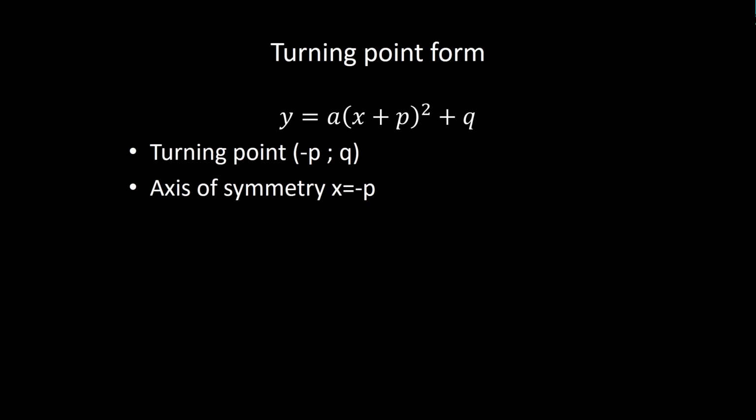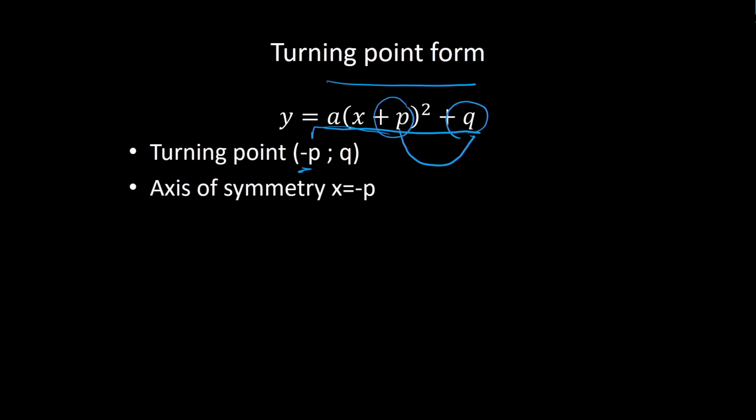Now, another way that we could be given the quadratic function is as y is equal to a into x plus p squared plus q. This is what we call the turning point form. The reason we call it the turning point form, guys, is that when you're given a graph in this form, you don't have to do any work to work out the turning point. The turning point is already there. It's simply the negative value of whatever p is. So if p was positive, it will be negative. If p was negative, it would be positive. So negative p, and q will give you the coordinates of the turning point of your parabola.